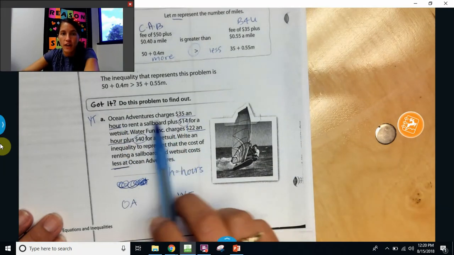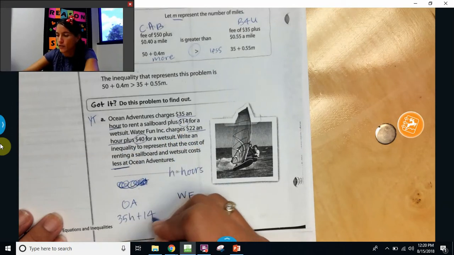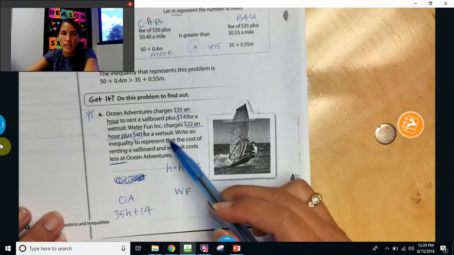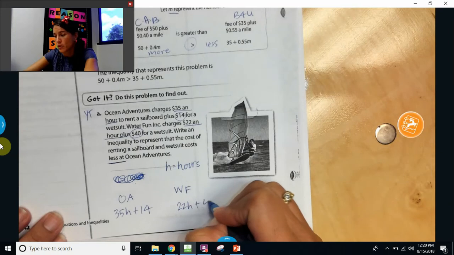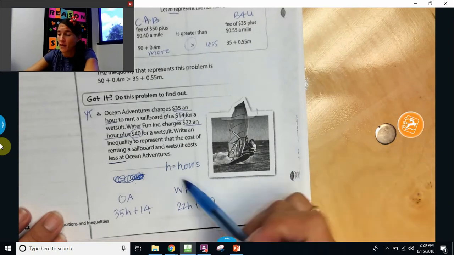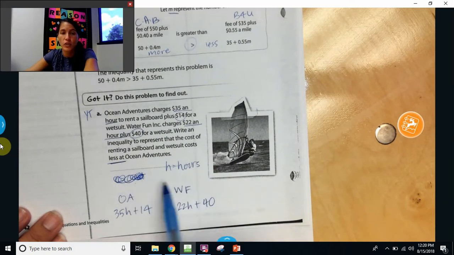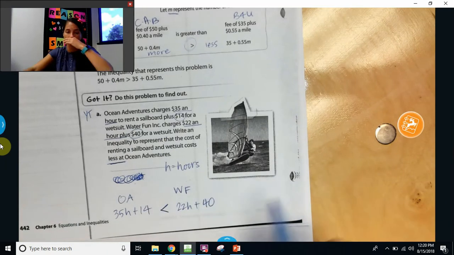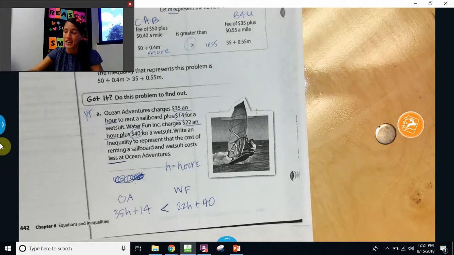Ocean Adventures is $35 an hour plus $14 for a wetsuit. So $35 an hour plus $14. Water Fun is $22 an hour plus $40 for a wetsuit. So $22 an hour plus $40. That sounds like a lot for a wetsuit. Represent the cost of renting a sailboat and wetsuit costs less at Ocean Adventure. So which one do we want to know is less? Ocean Adventure, we want to know when that one's less, and so we need to make sure that the point is going that way because that means it's less. So we're actually using the less than symbol. 35H plus 14 is less than 22H plus 40, and that is your answer.